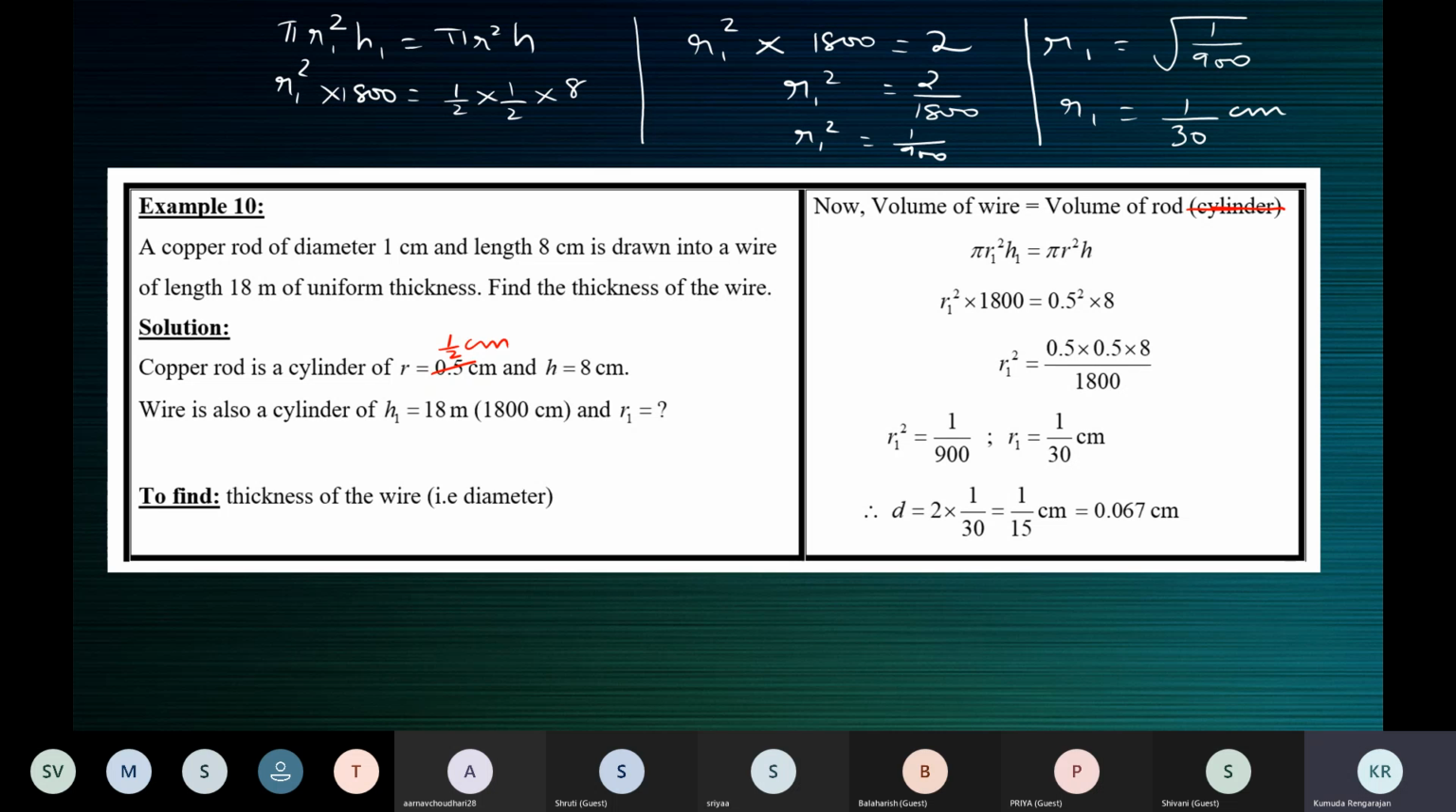Thickness of the wire means the diameter, because when you hold it between your thumb and forefinger, you're catching hold of the thickness of the wire. So it's a diameter. Double the radius to get the diameter. You can leave it as 1/15 centimeters.